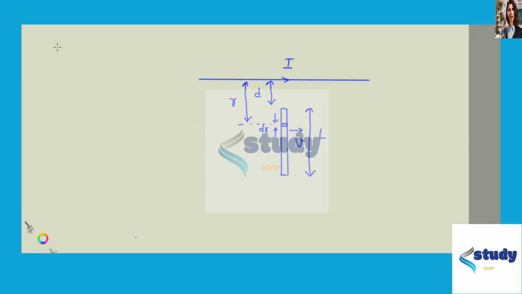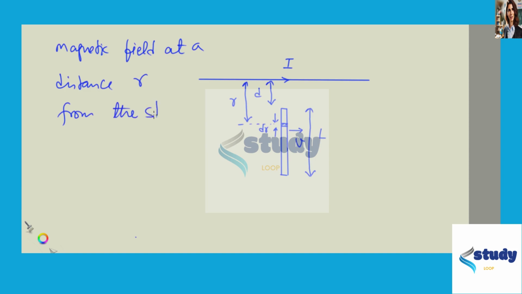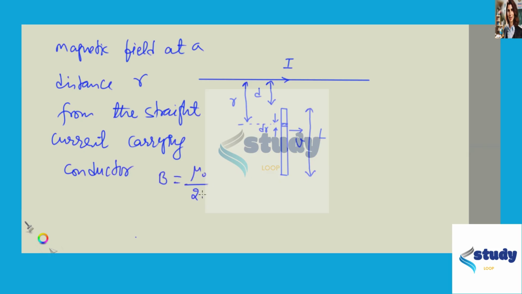So magnetic field at a distance r from the straight current carrying conductor is given as, using Biot and Savart's law, mu naught by 2 pi into I by r.